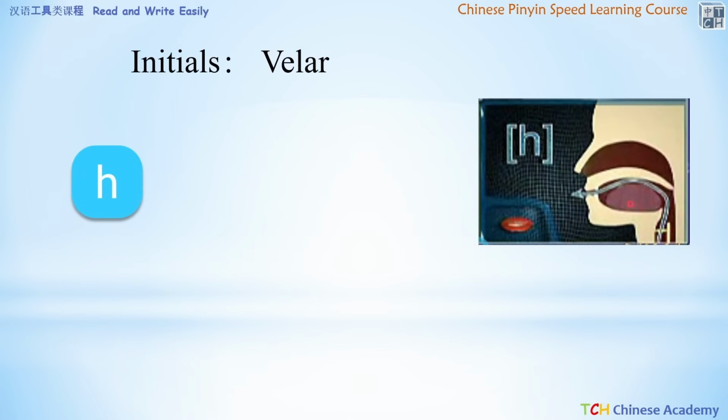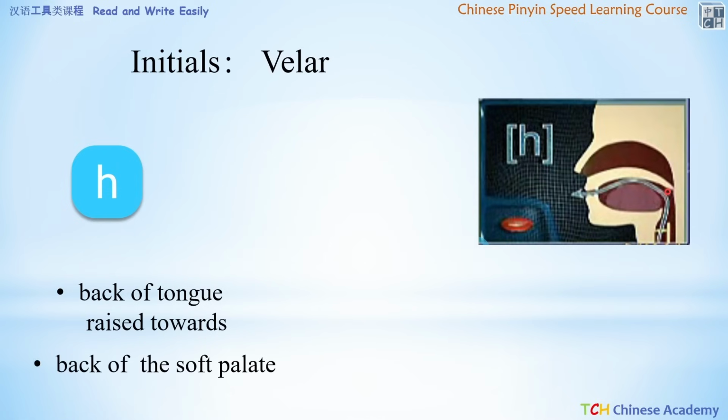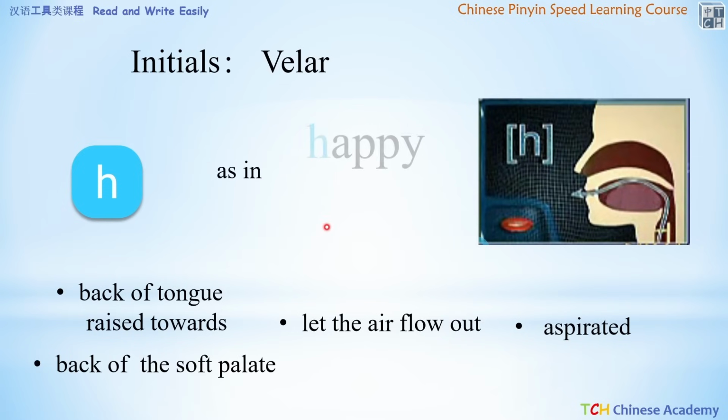The last velar initial is H. Look at the tongue position. Also, the back of the tongue is raised towards the soft palate, but this time it is the back of the soft palate. And then try to let the air flow out. So the sound is aspirated, just as in the English word happy. H.